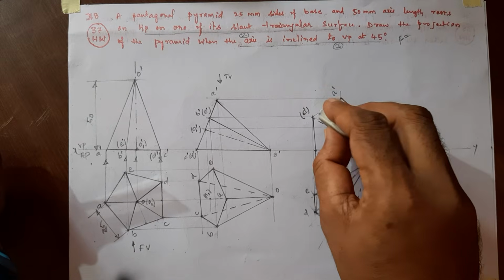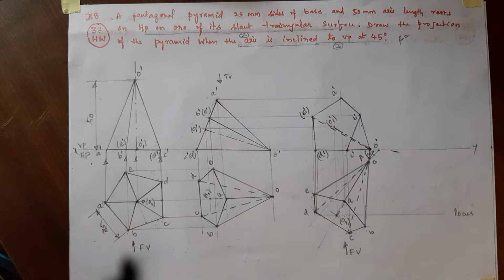This is the front view when the axis is inclined at 45 degrees. This completes the projection of the pentagonal pyramid resting on HP on one of its triangular surfaces.